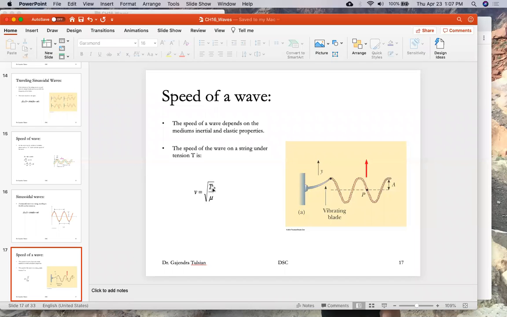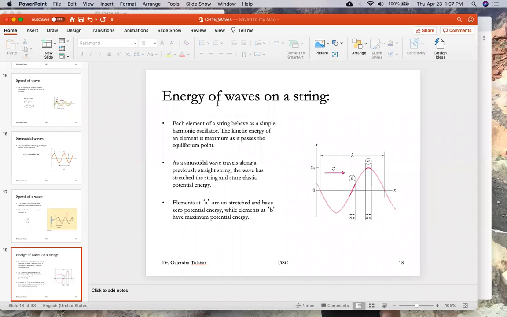So if you quadruple the tension, if the tension increases by a factor of 4, the velocity increases by a factor of 2. If the mass per unit length decreases by a factor of 4, the velocity increases by a factor of 2. If the mass increases by a factor of 4, the velocity decreases by a factor of 2.